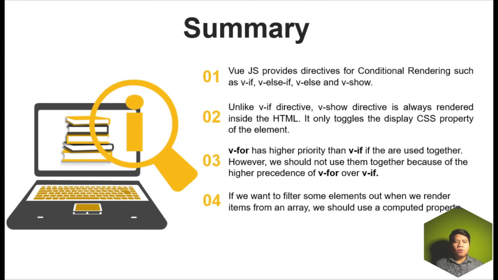In summary, we can say that Vue.js provides directives for conditional rendering such as v-if, v-else-if, v-else, and v-show. Unlike the v-if directive, the v-show directive is always rendered inside the HTML. It only toggles the display CSS property of the element. v-for has higher priority than v-if if they are used together. However, we should not use them together because of the higher precedence of v-for over v-if. If we want to filter some elements out when we render items from an array, we should use a computed property.